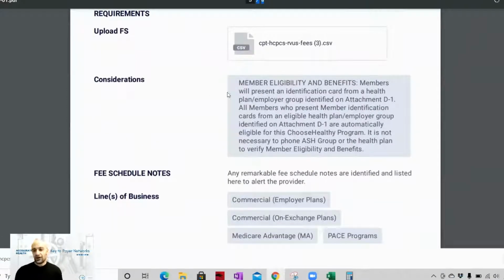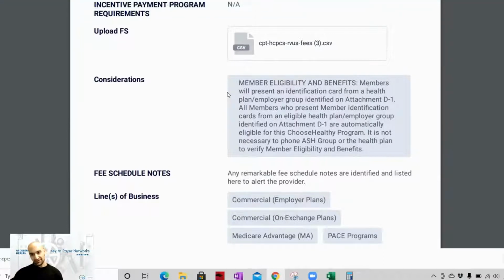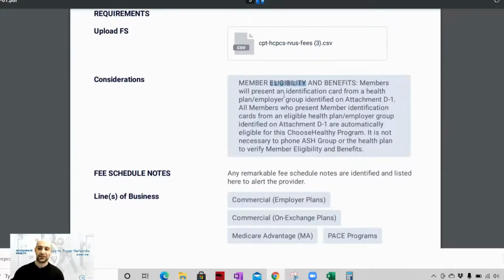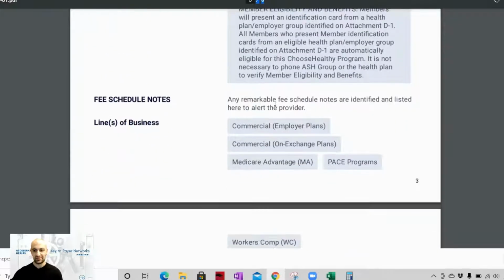Considerations. So this is again an example. There's one consideration, and obviously you always have to check member eligibility and benefits, so please do consider that. And here, any remarkable notes about the fee schedule. There's nothing remarkable here to indicate.